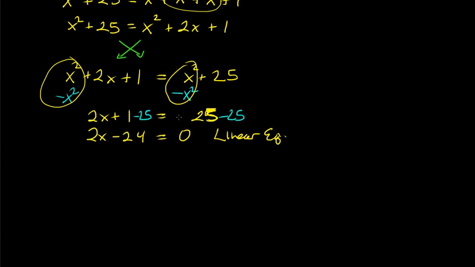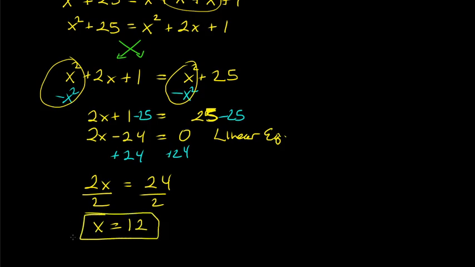So it turns out we shouldn't have subtracted the 25. We should have subtracted the 1. But okay, a little late now. Let's add the 24 to both sides. And we can do that because, remember, there's no x squared anymore. So all we need to do now is just divide by 2. 24 divided by 2 is 12. And that's the answer.